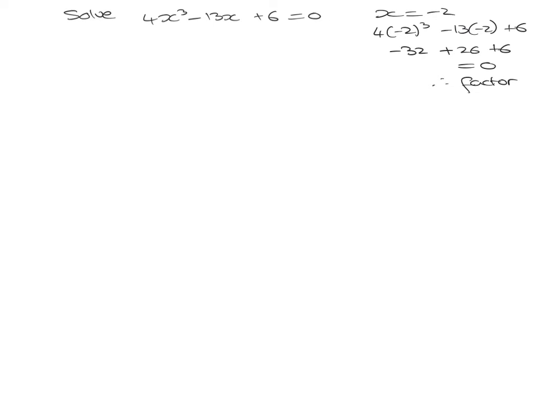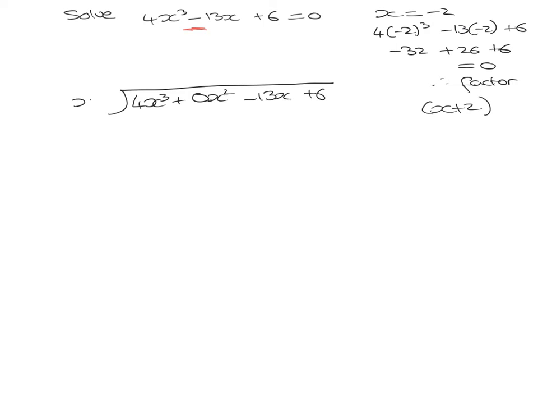Now we know x equals minus 2 is the solution, then x plus 2 is the factor. So now we're in a position where we can do the long division, but the trick here, and we need to remember that, is because we haven't got an x squared term here, we still need to put it in. So we put it in as 0 x squared, and then minus 13x plus 6. And now we're in a position where we can divide by x plus 2.